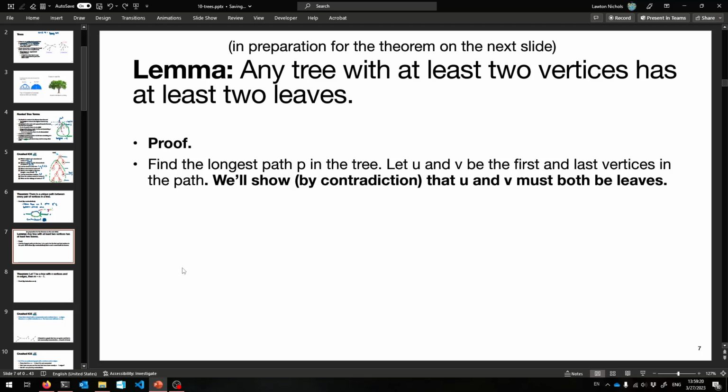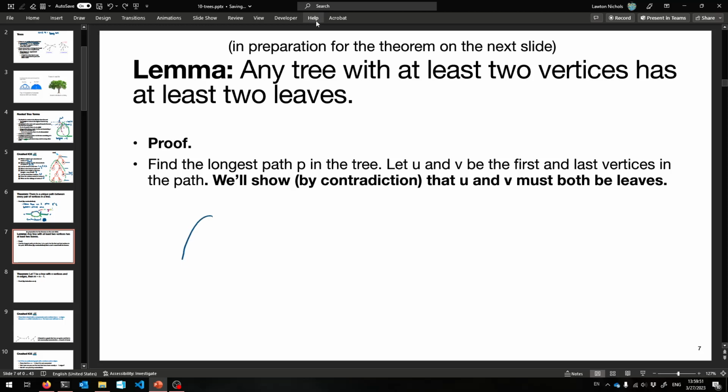All right, so proof. Let's figure this out. We're going to do it by contradiction again. That's an easy way to prove this. We're going to find the longest path P in whatever this tree is. We're going to let U and V be the first and last vertices along that longest path. You can always find a longest path. And we'll show by contradiction that U and V must both be leaves, and that's going to give us at least 2, right? The 2 that we needed for this proof. All right, so that's the setup. And so let's do it.